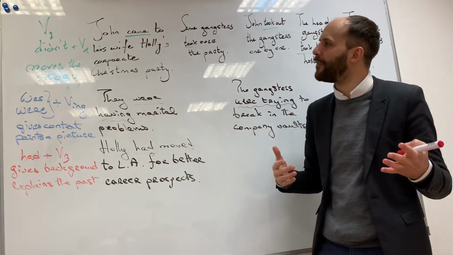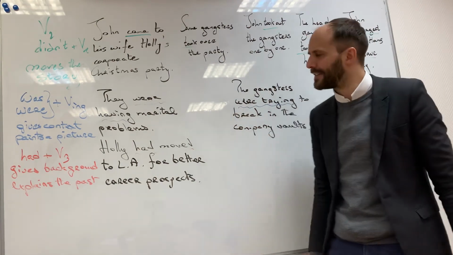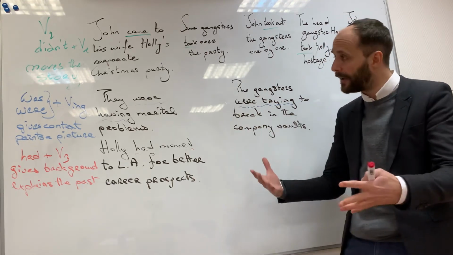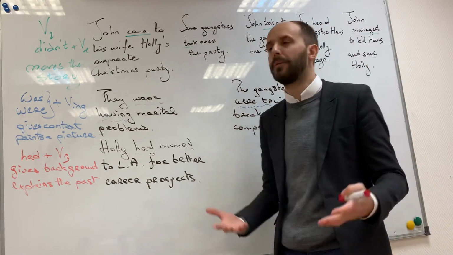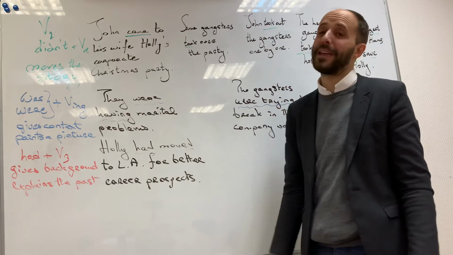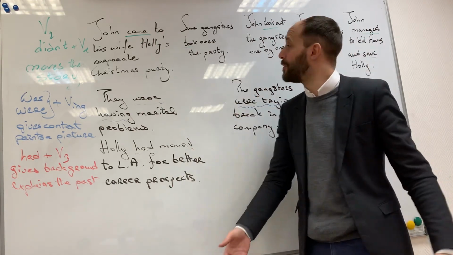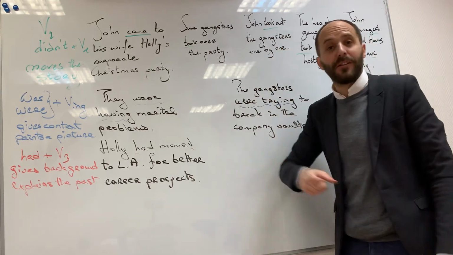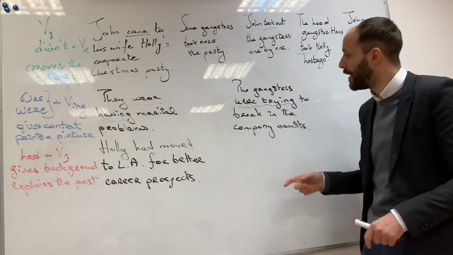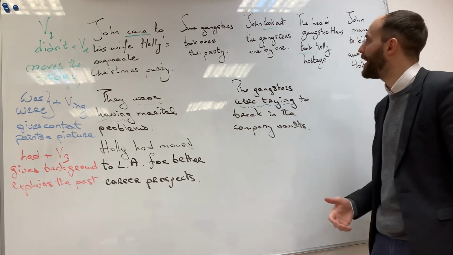John came to his wife Holly's corporate Christmas party. They were both having marital problems, honestly, and Holly had moved to LA for better career prospects. But John came, he really wanted to make amends. Now, unfortunately for him, some gangsters took over the party. They started shooting, they started threatening everyone. John, as a policeman, he took out the gangsters one by one while they were trying to break in the company vault. So that gave him that advantage.